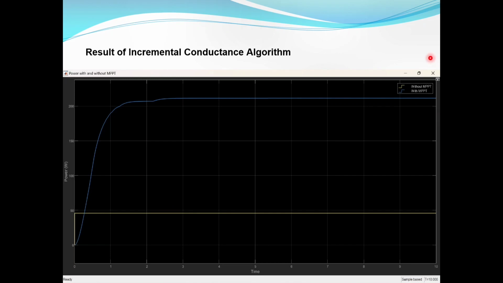This is without MPPT, indicated by the yellow line, and the output voltage of incremental conductance is indicated by the blue line. Here the voltage is above, power is 200. This power is above 240, and this is nearby 40. So incremental conductance is good for our project. Its accuracy is more than perturb and observe; incremental is more accurate than perturb and observe.